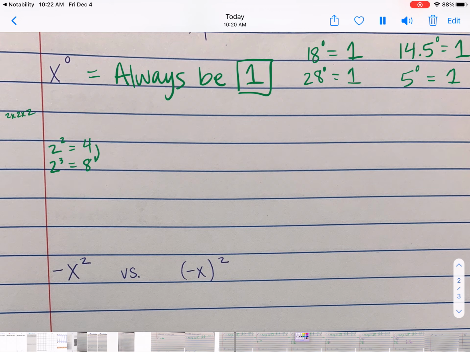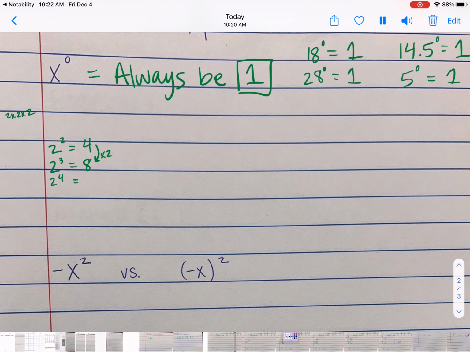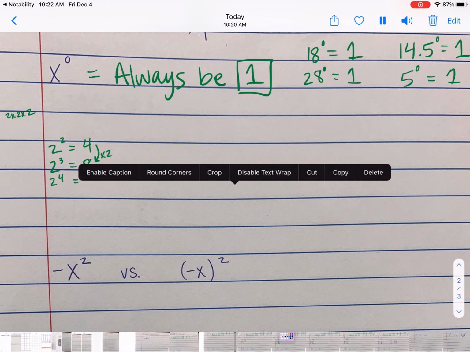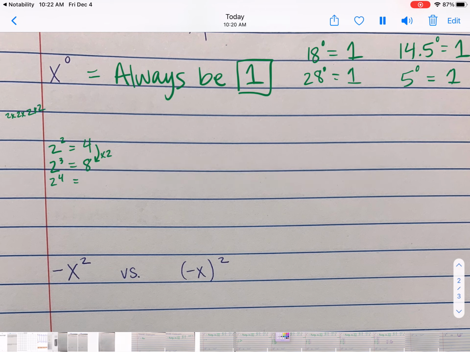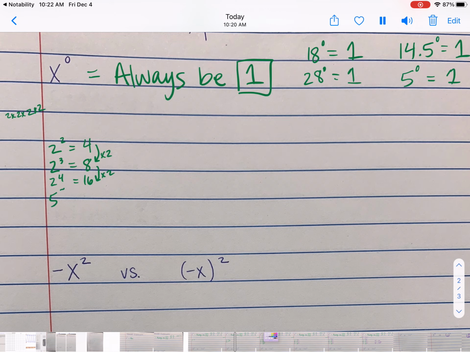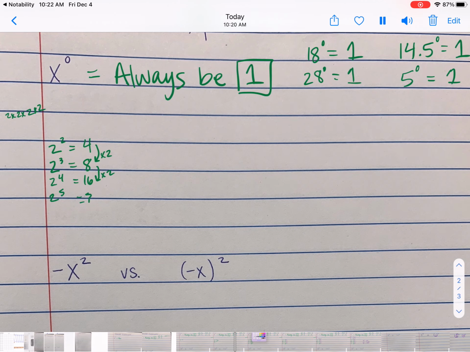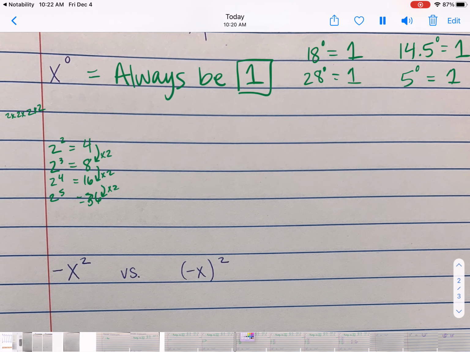If you can see what happened right here, as I moved up one exponent, I multiplied by 2. If I did another one, 2 to the power of 4, this time it means 2 times 2 times 2 times 2 again. So my answer is 16. You probably noticed that I just multiplied my number by 2 again. 2 to the power of 5, multiplied by 2 again, I get 32. I'm multiplying by 2.